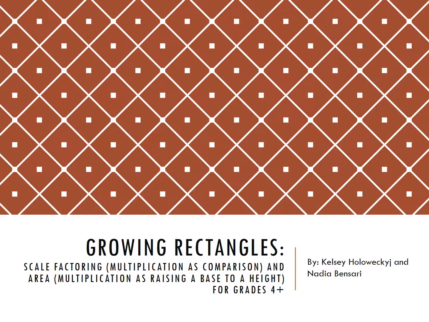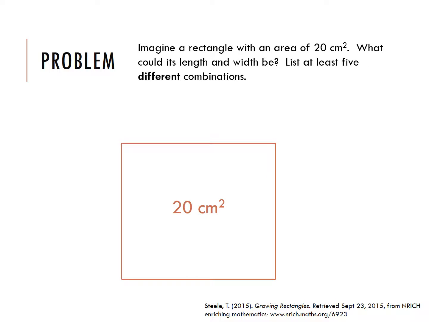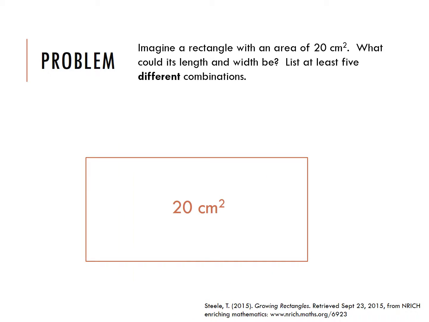Growing rectangles, a rich mathematical problem that uses the concepts of scale factoring and area to teach grade 4 students multiplication. Imagine a rectangle with an area of 20 centimeters squared. What could its length and width be? List at least 5 different combinations.